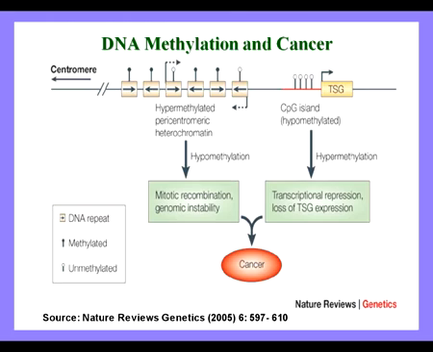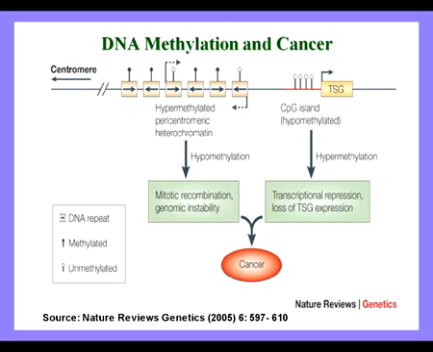Here it is hypermethylated, so transcriptional repression, loss of TSG expression. If they are not methylated, this is working all right. But the moment they are methylated, they become inaccessible to RNA polymerases, leading to transcriptional repression, loss of TSG function, leading to cancer. This has been shown in one of the experiments that links epigenetic modifications, that is, DNA methylation, to cancer.